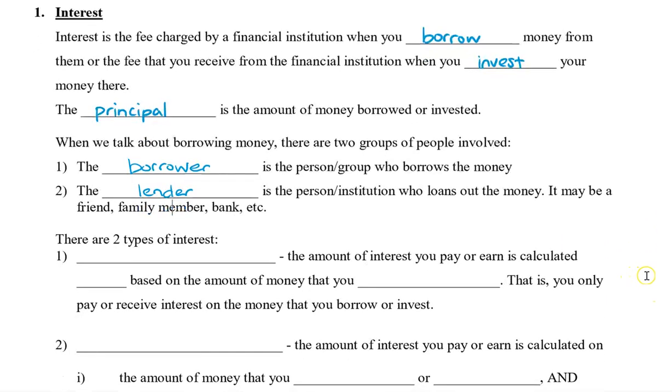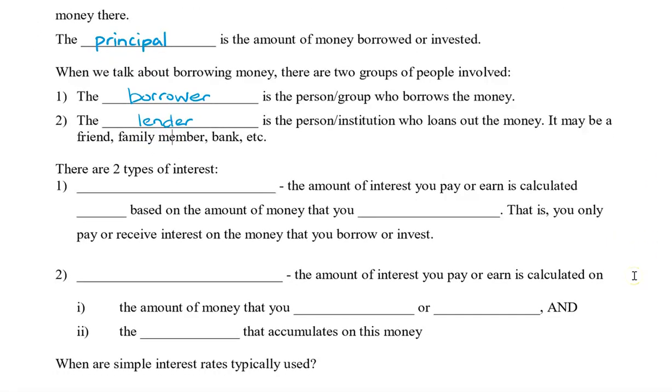Now, there are two ways to calculate interest. The first one is called simple interest, which we'll expand on in this video. So simple interest is the amount of interest you pay or earn, and it's calculated only based on the amount of money that you borrow or invest. So that means that you only have to pay or receive interest on that sum of money that you borrow or invest. The second type of interest is called compound interest.